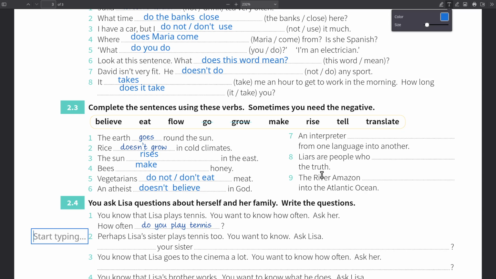An interpreter. Okay, we're talking about a third person, someone, right? From one language to another, right? In that case, our answer is going to be translate, right? An interpreter translates from one language to another.